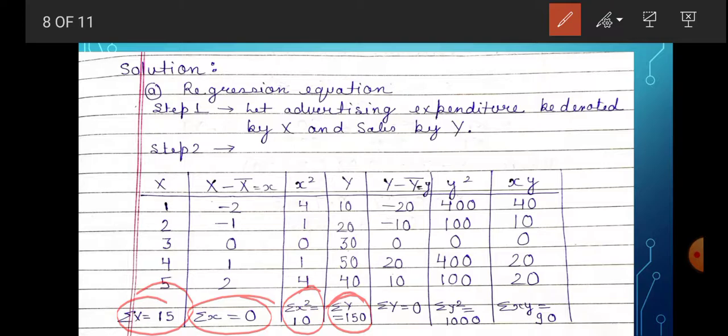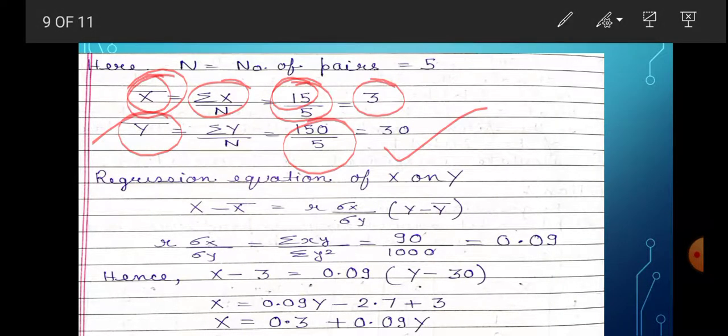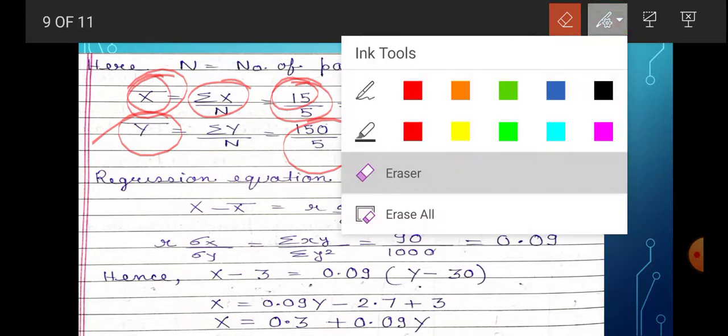Listen, now while finding out the regression equation, these things will cancel out. We will just calculate all things with the help of the small x. So these are the values, the summations are given. Now we will use the formula.